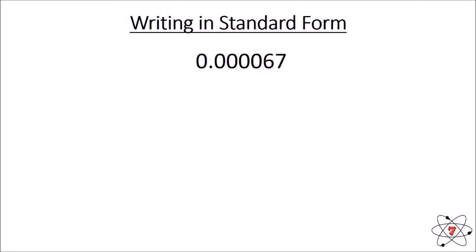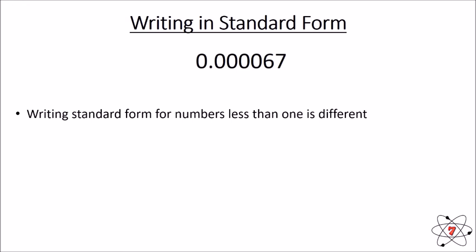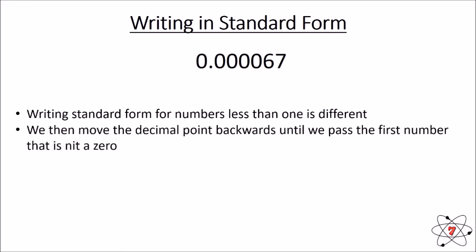If we have a number that's less than 1, standard form still works in a very similar way, but instead of having a positive indice, we have a negative one. The indice is just the power, basically. So, let's look at this number. We're going to do exactly the same thing, but instead of moving the decimal point forward, we're going to be moving it backwards. So, we keep on moving it until we reach the first number that is not a 0.